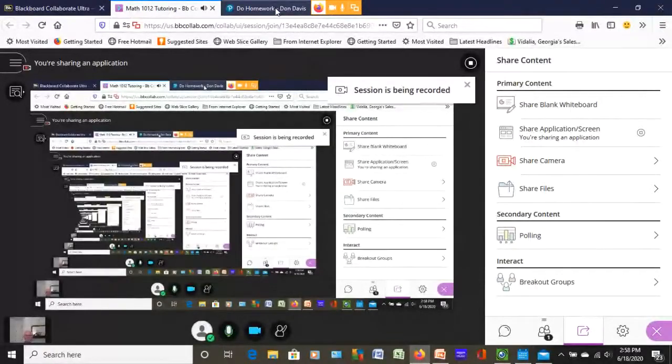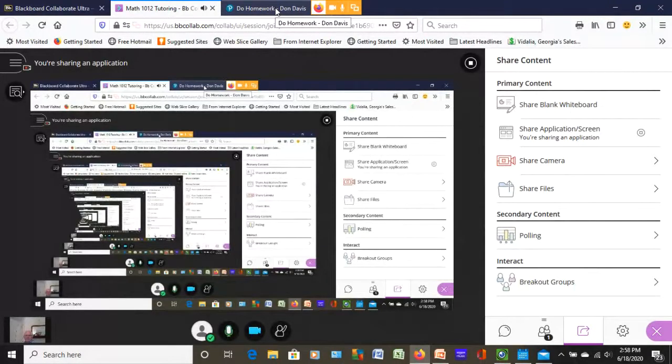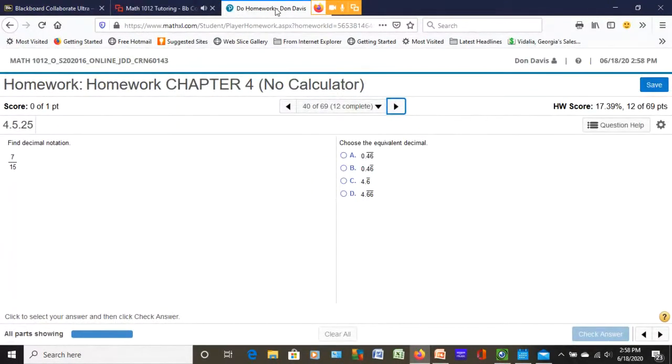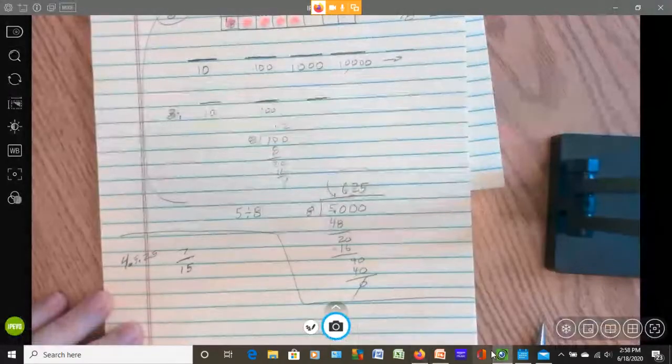Okay, another chapter 4, section 5 problem, and let's see what it is. It's find decimal notation for a fraction. And they give us some answer choices over here. Find decimal notation, and let's look at the pad.